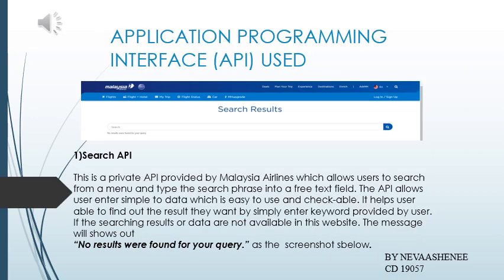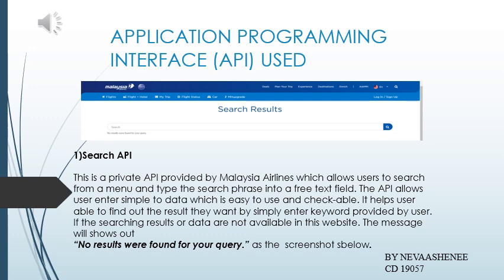Application Programming Interface APIs used. First one, Search API. This is a private API provided by Malaysia Airlines which allows users to search from a menu and type the search phrase into a free text field. The API allows the user to enter simple data, which is easy to use and checkable. It helps users find the result they want by simply entering a keyword.